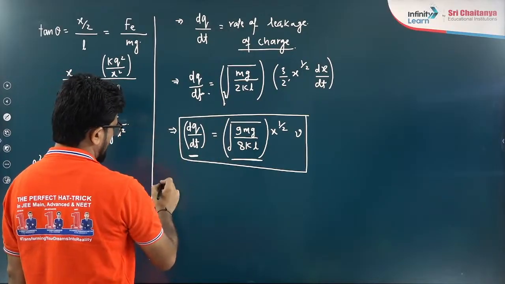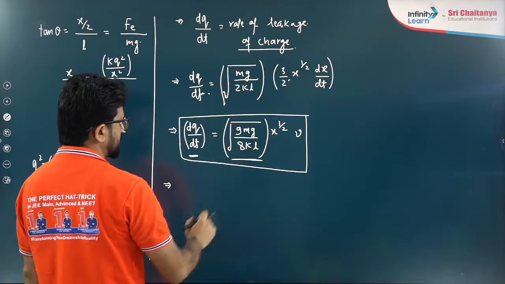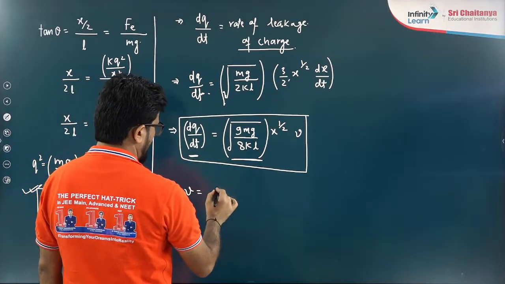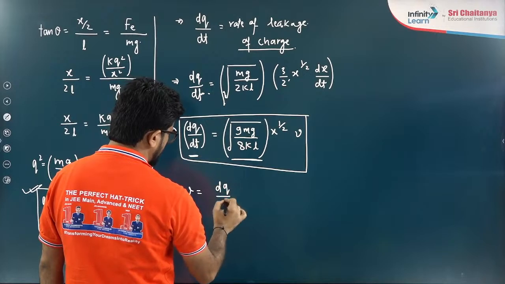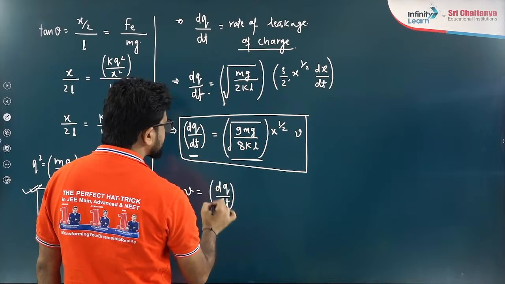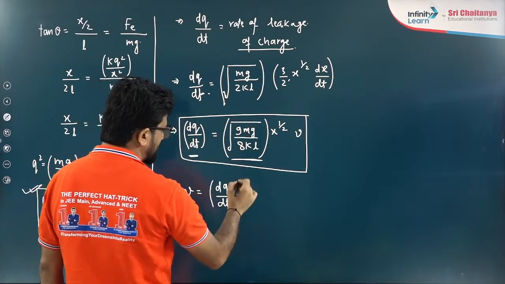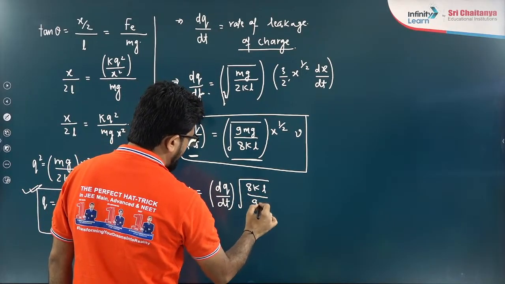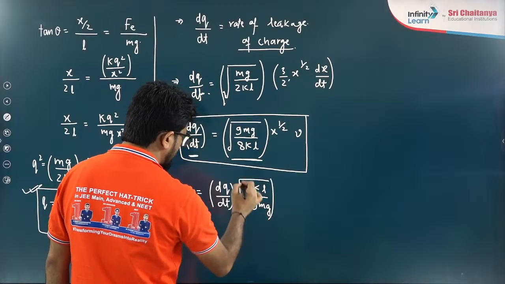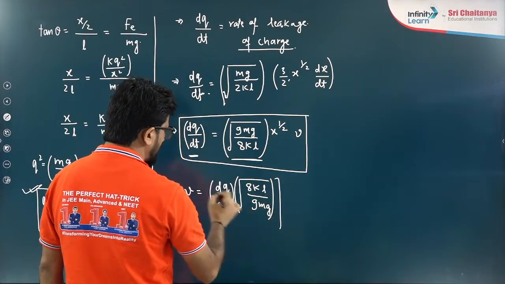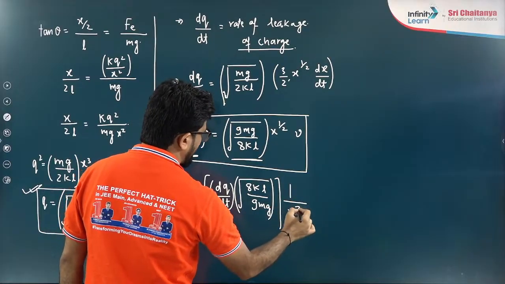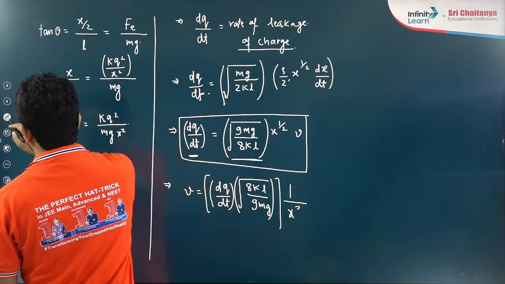Focus on the board. You will say, sir, v equal to, I'm taking this whole part this side. So v equal to, what is that? This is dq by dt. This is a constant value. This bracket goes this side. So this becomes under root of 8kl divided by 9mg. Yes, this is also constant. And this whole bracket, and this would be 1 by x to the power 1 by 2.